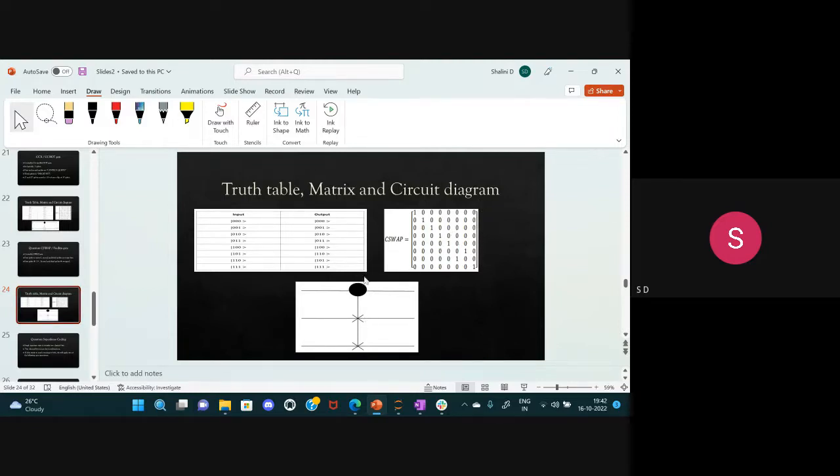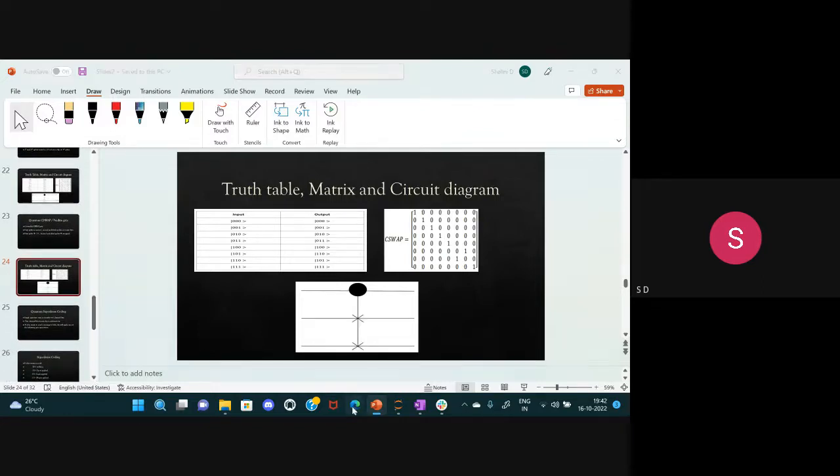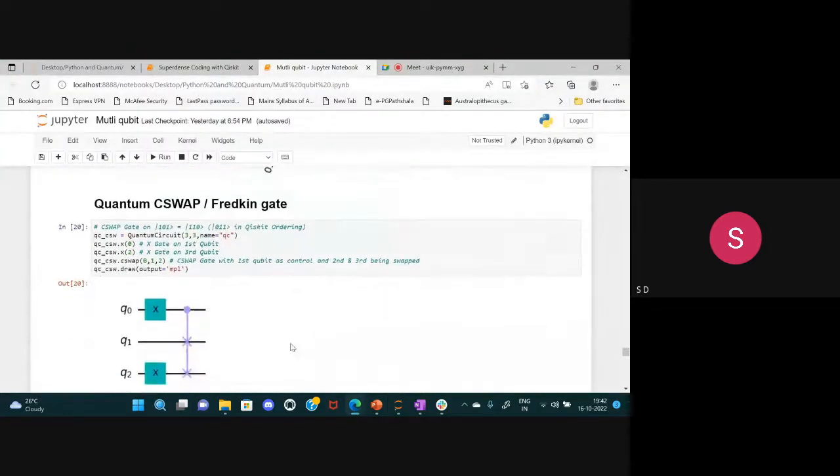For the swap gate, we have seen this X mark as interchanging of bits, and then this part is connecting Q0, Q1, and Q2. So this is also easy. Now we can move to the notebook.